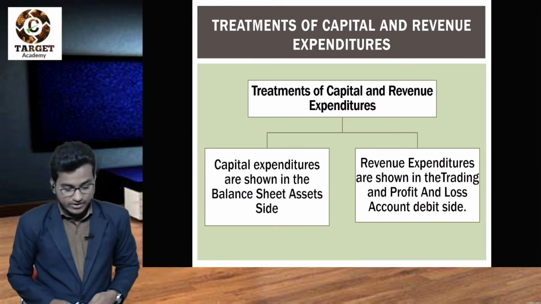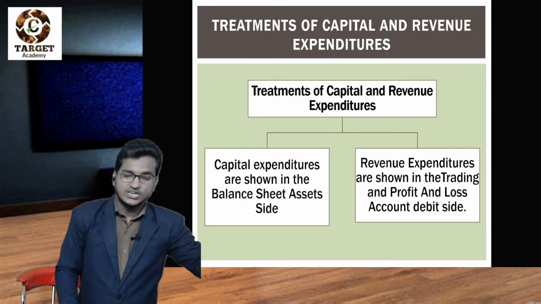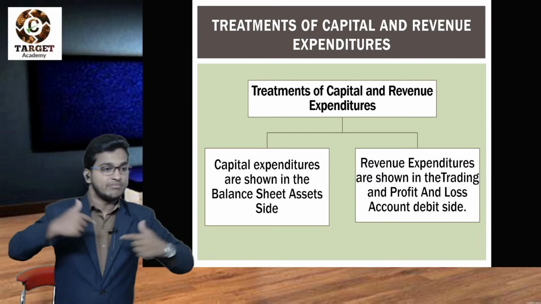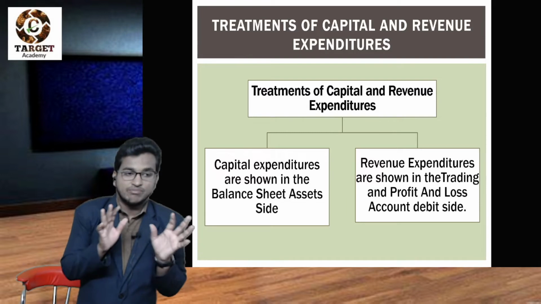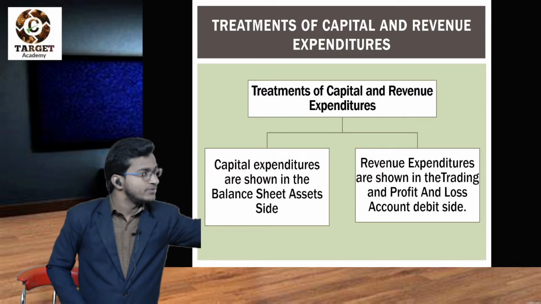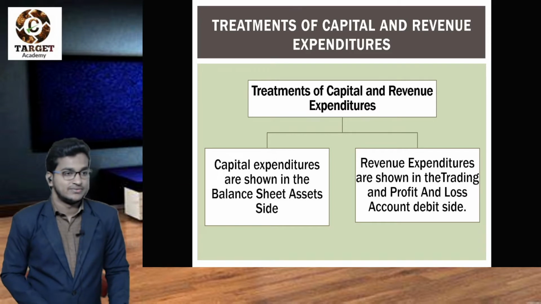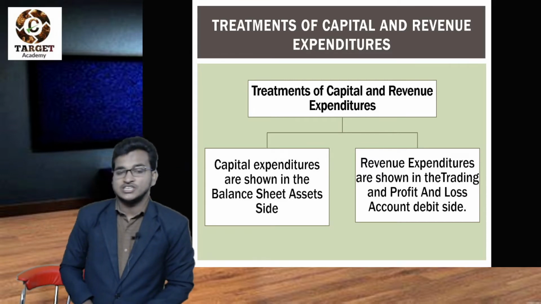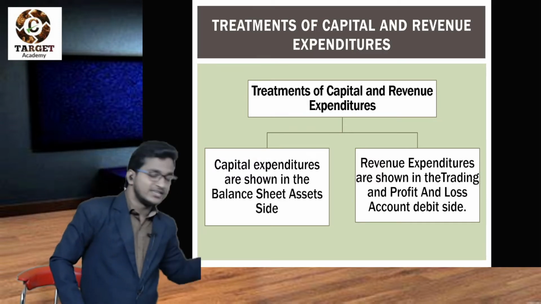Next one, treatment of capital and revenue expenditure. So till now we know what is capital expenditure and what is revenue expenditure. Now we will discuss what is the treatment of these two expenditures in my books of accounts. In my books of account, capital expenditure is an asset, right? So it will come under the balance sheet asset side. But revenue expenditure is an expenditure, so it will come under either trading account debit side or P&L account debit side, because this is expenditure. Simple. Capital expenditure is an asset, so it will come under the balance sheet asset side.